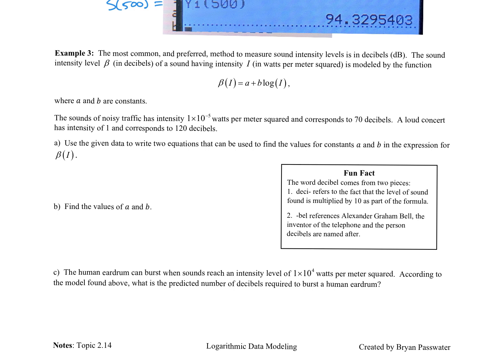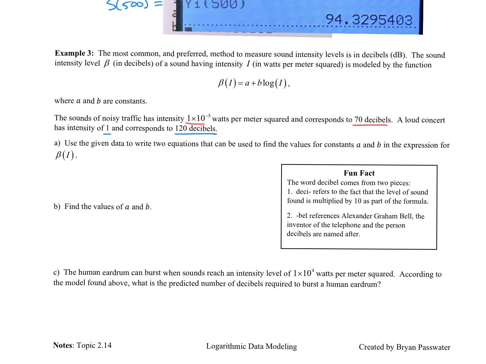Where A and B are constants. The sound of noisy traffic has an intensity of 1 times 10 to the negative 5th watts per meter squared and corresponds to 70 decibels. A loud concert has an intensity of 1 and corresponds to 120 decibels. Use the given data to write 2 equations that can be used to find the values for constants A and B in the expression of beta of I.